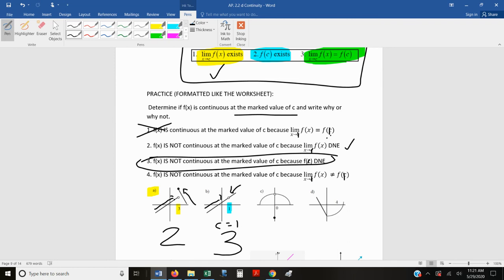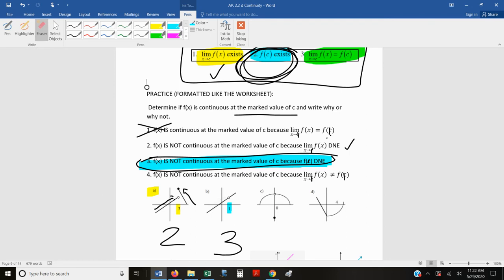If I'm looking at this definition, everything's falling apart at number 2. The first part says there's a two-sided limit, which there is, and the second part says you have an output at that number. We don't have an output at that number. So I'm going to choose 3 on this one, because 3 says f of x is not continuous at the marked value of C because f of C doesn't exist. In other words, there's not an output there. So that's why we don't have continuity.